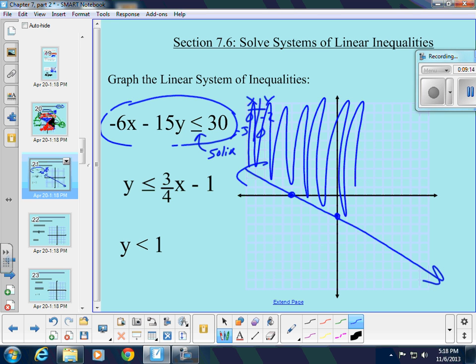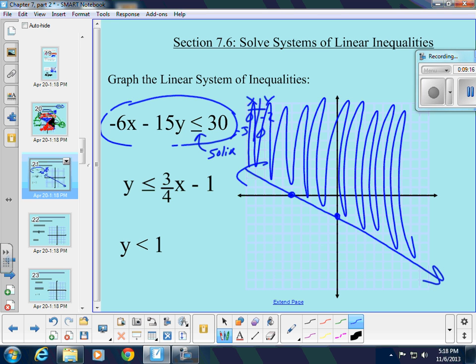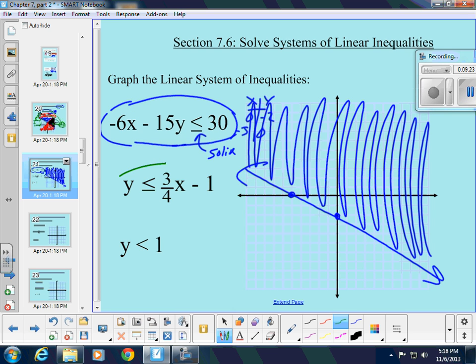So there's where all the solutions for this inequality lie. Any of those points that are shaded in would work in that first inequality, the blue one. Going on to this next one, I'll do in green.